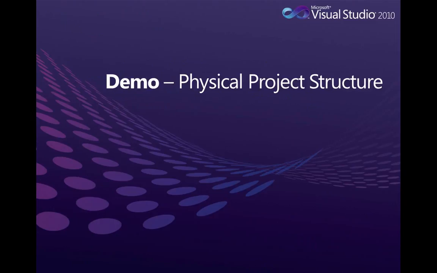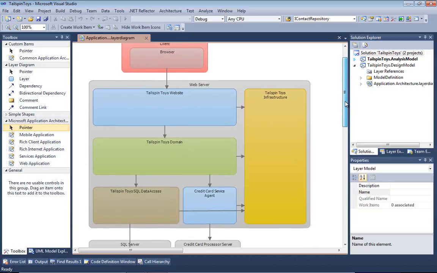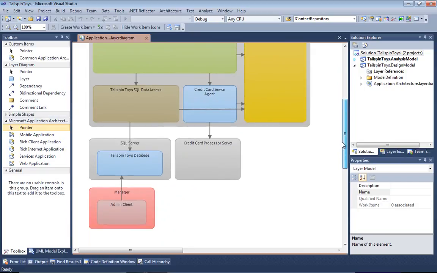Let's switch over to Visual Studio and design the physical project structure for our application. Here we are in Visual Studio where we left off during the last screencast. I've got our application architecture layer diagram on the screen, and what we're going to do is turn this into a component diagram and flesh out the physical structure of our application.